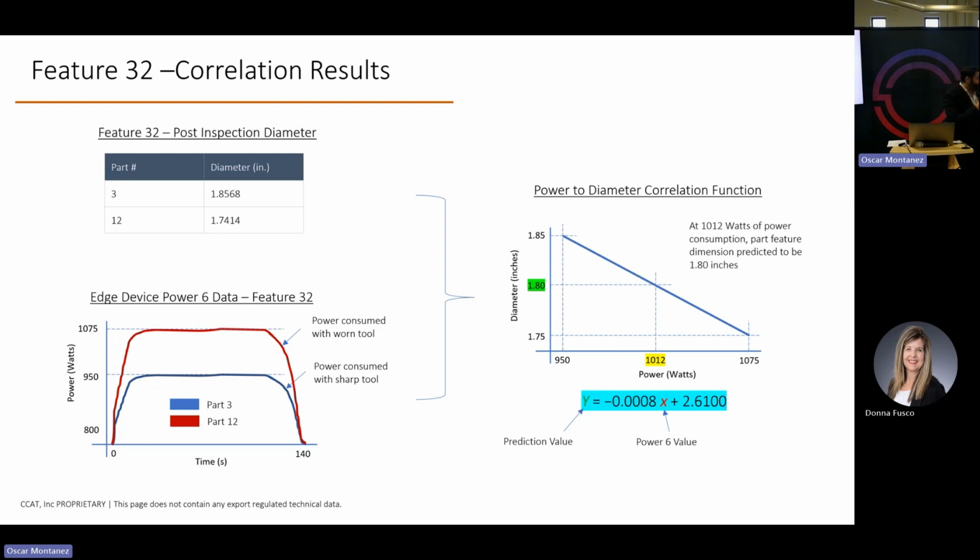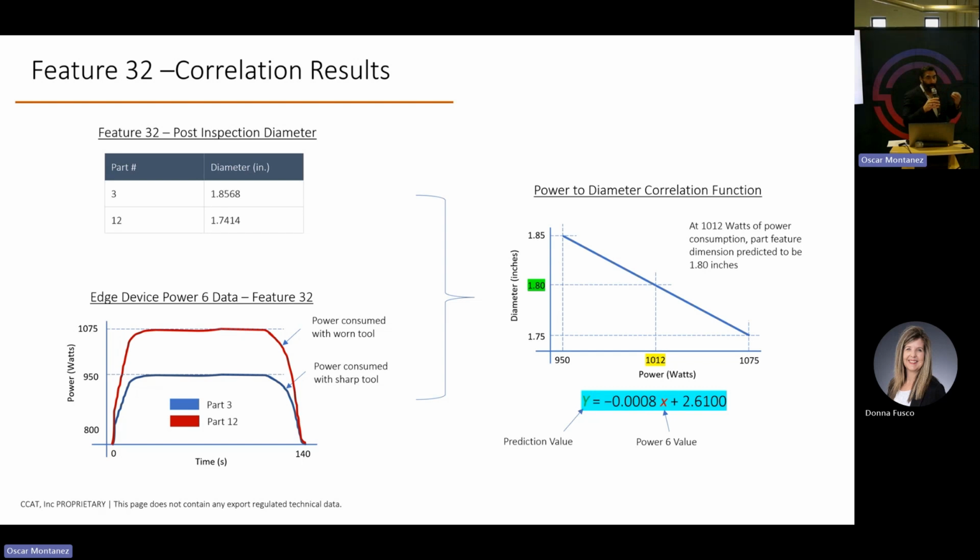So if we just fit a line to it, or calculate a line equation, that's our model. That's our predictive model. So now if we're producing the next part and we're consuming 1,012 watts of power, we can predict that we're going to produce a feature of 1 inch 800 thousandths. This is what we mean by a predictive model.